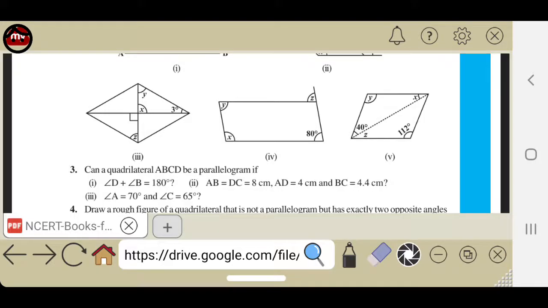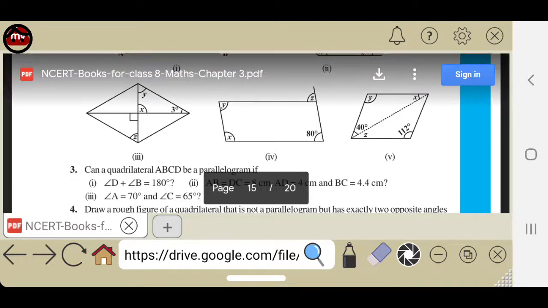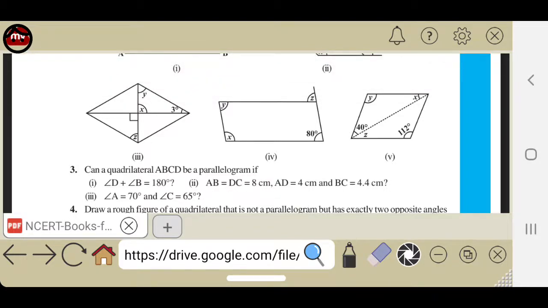Okay, then the next question. Simple problem. It is a parallelogram. Then here 80 marks. So y equal to 80. If y is 80, y and x are supplementary angles, so x equal to 100. Okay, x equal to 100 means the angle opposite to x also 100. Then z is the exterior angle. So z is the remaining 80. So 100 plus 80 equal to 180.